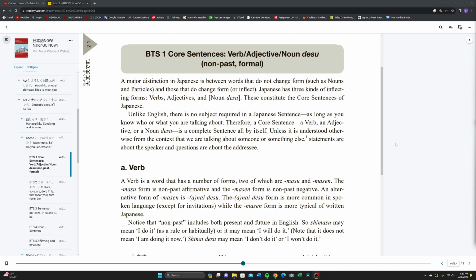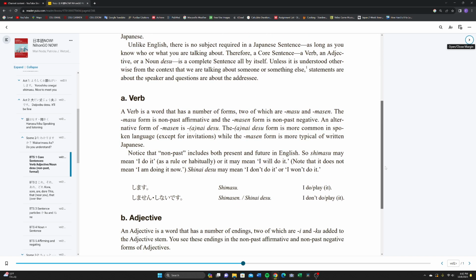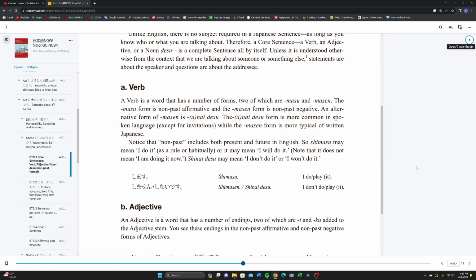A verb is a word that has a number of forms, two of which are masu and masen. The masu form is a non-past affirmative, and the masen form is non-past negative. An alternative form of masen is nai desu. The nai desu form is more common in spoken language, except for invitations, while the masen form is more typical of written Japanese. Notice that non-past includes both present and future in English.